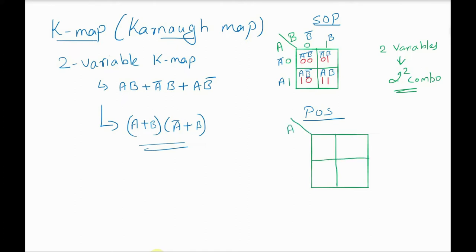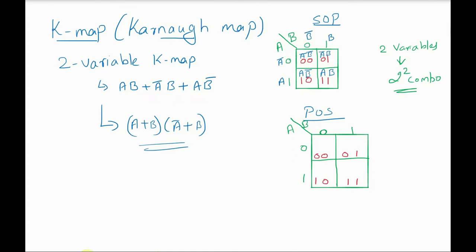The skeleton remains the same, A and B. Here the cell values are: first cell A is 0, B is 0; second cell A is 0, B is 1; second row A is 1, B is 0; and finally A is 1, B is 1.